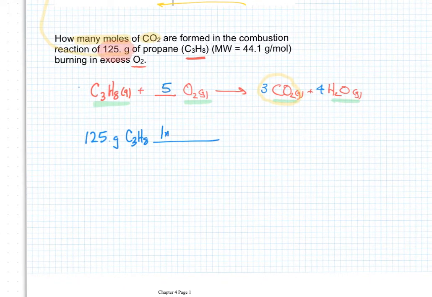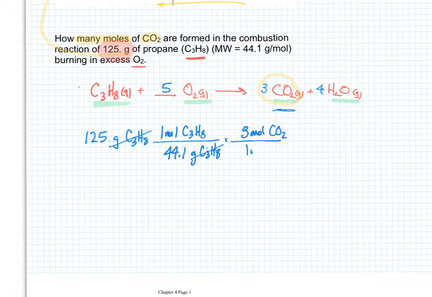So this is going to be 1 mole C3H8 for every 44.1 grams C3H8. You should always cancel these units out just to make sure you're on the right track. All right, now we have moles C3H8, and now I want to convert to moles CO2. So it's going to be 3 moles CO2 for every 1 mole C3H8.